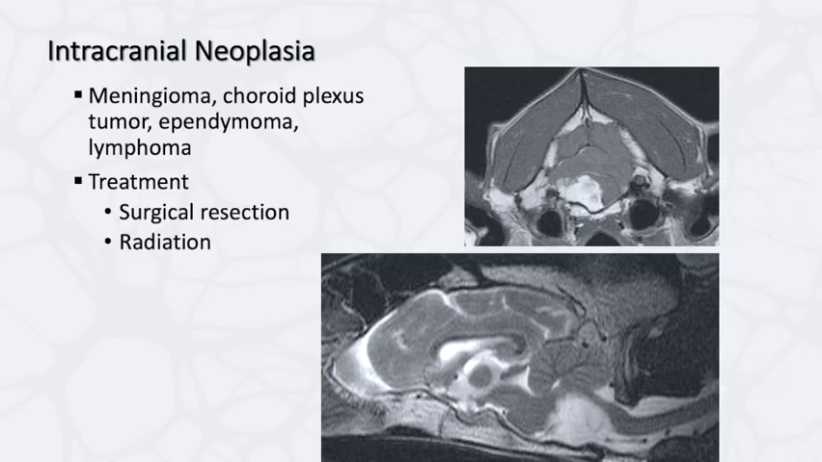Intracranial neoplasia is probably what most people think of when we talk about central vestibular disease. There's a number of different neoplasias that have been reported within the level of the medulla. Meningioma is going to be the most common, but other players like choroid plexus tumors, lymphoma, even gliomas have all been reported. Treatment for intracranial neoplasia in this location is usually quite limited, although surgery is possible in some cases. For the vast majority, surgery is not realistically an option, and radiation is typically going to be the only option in most of these cases.